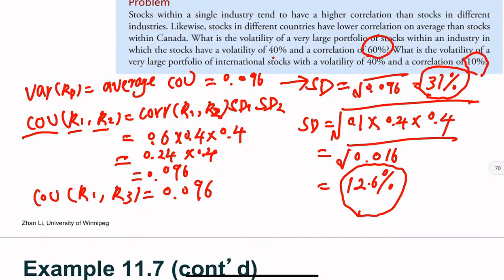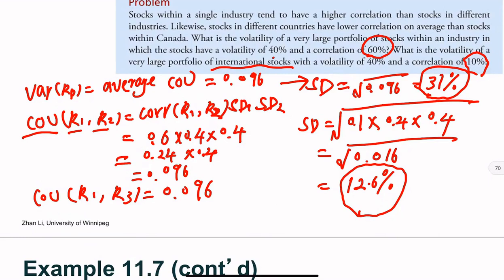So for the first portfolio, you're having stocks within an industry. In this case, correlation is large. And then for the second case, you have a correlation of 10%. It's fairly small. Of course, the economic explanation for the 10% correlation is because you're having these international stocks. So supposedly we should have smaller correlation compared with firms within the same industry.